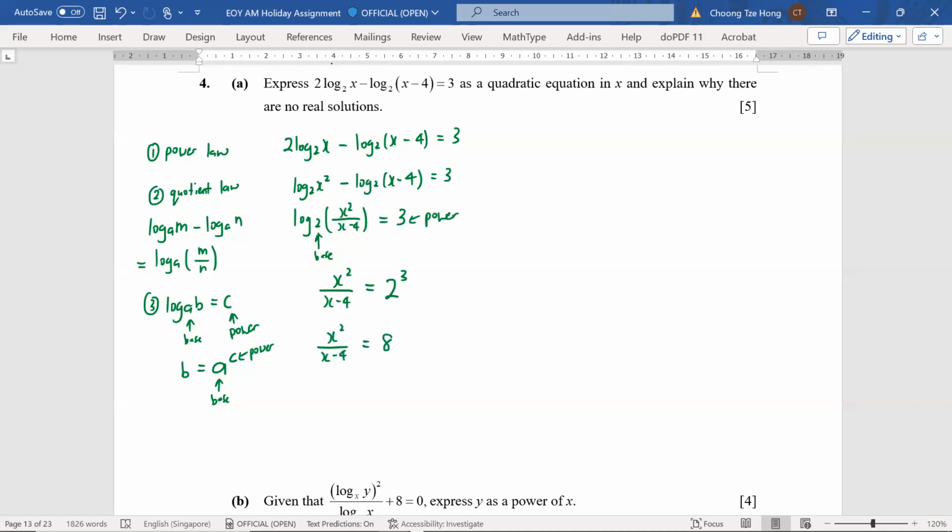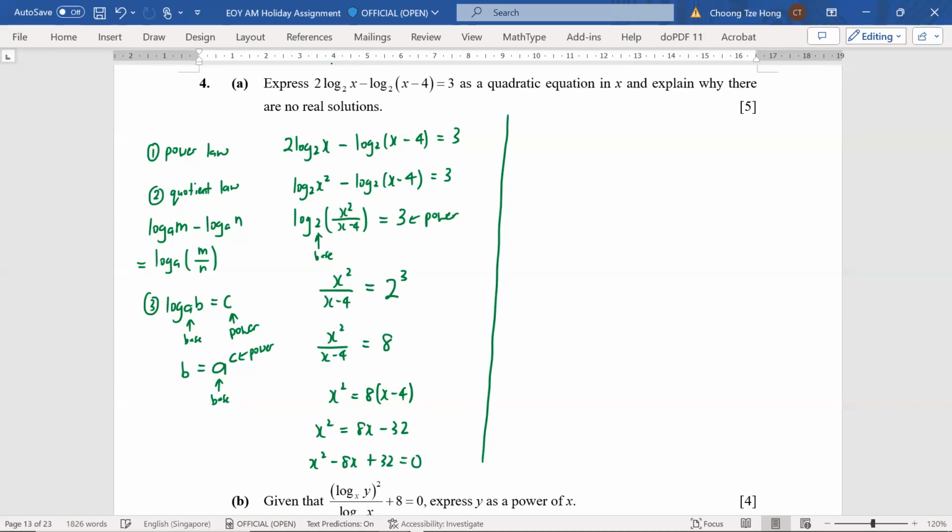Then we just multiply the x minus 4 over to the other side. Then we will have x squared equals 8x minus 32. Then just bring everything to the left side. So at this moment, we need to show and explain why this quadratic equation has no real solutions, or in other words, no real roots, because now we have a quadratic equal to 0.